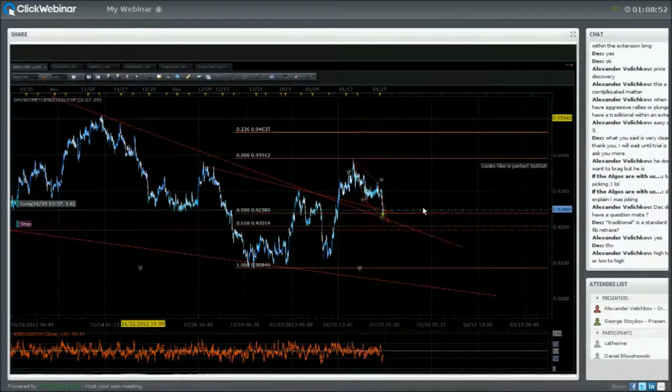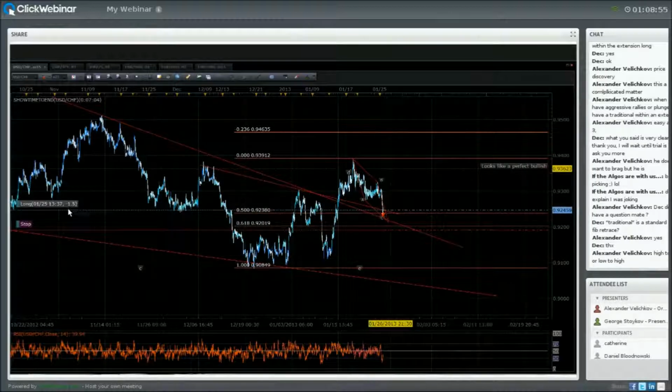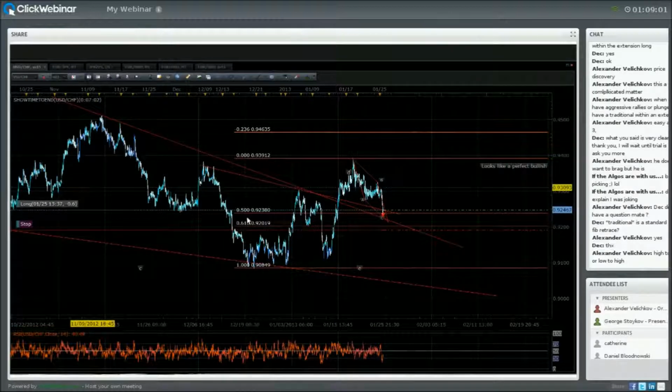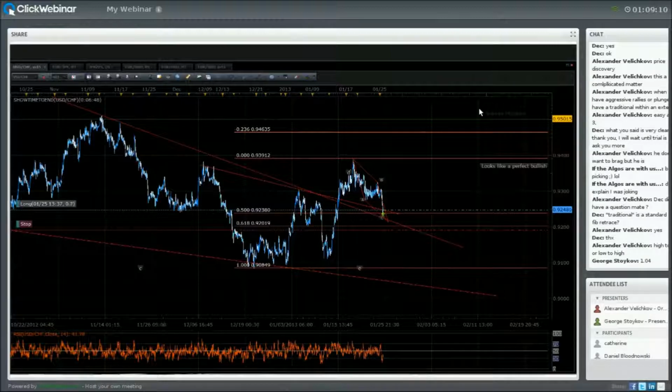Now, I took this long. Now, why am I only in with a small size on the dollar franc? Because obviously this is a very small position. I took a half-lot position just now. It is a very small position because the targets are 1,400 pips. The targets are up to 104.